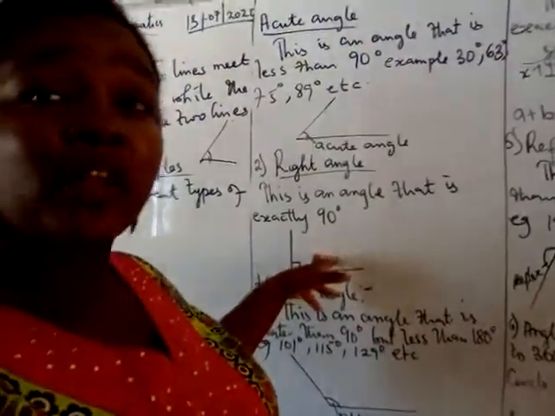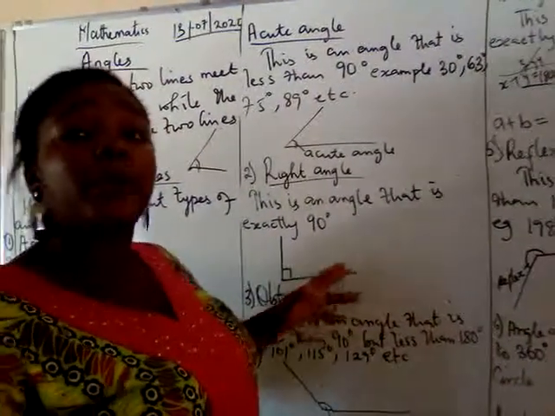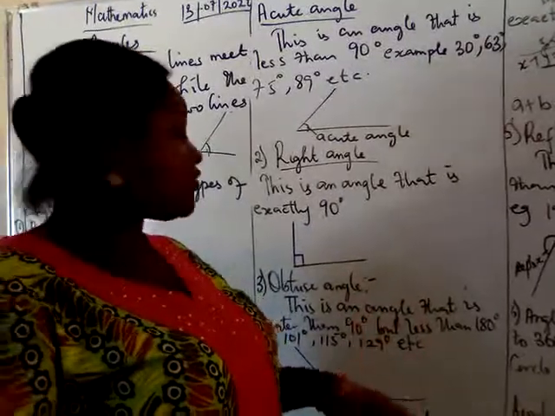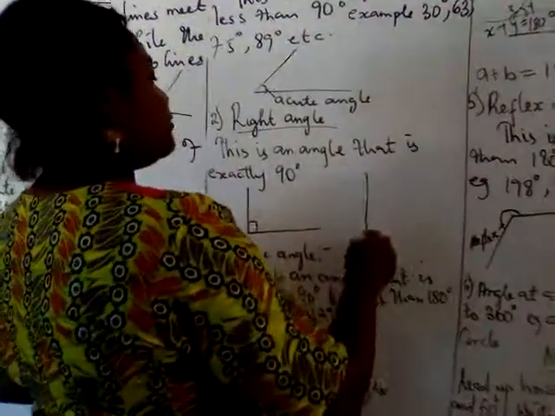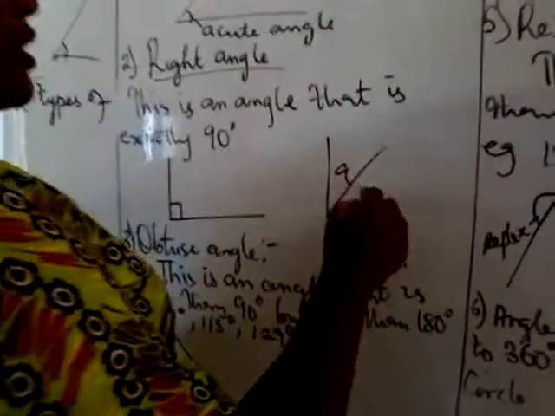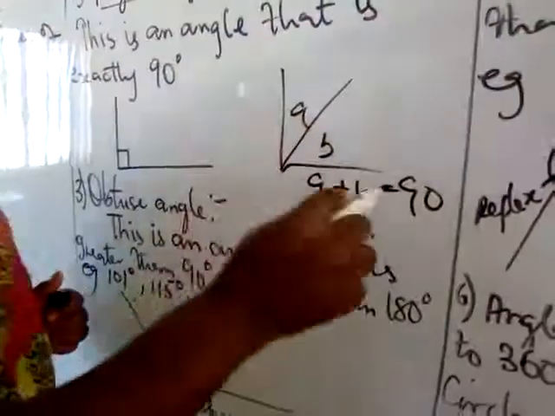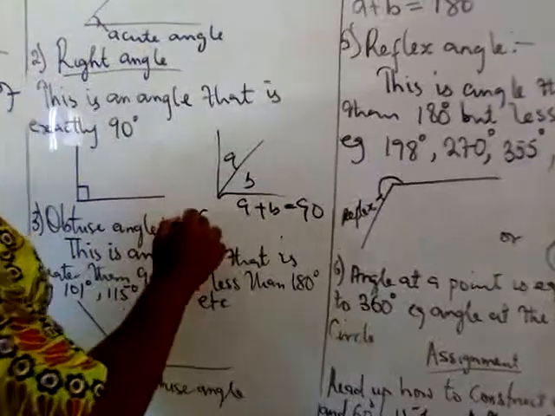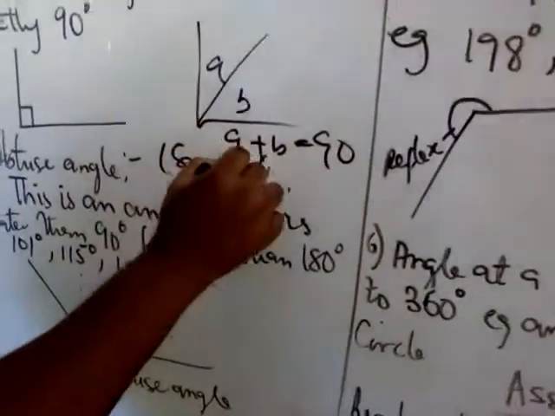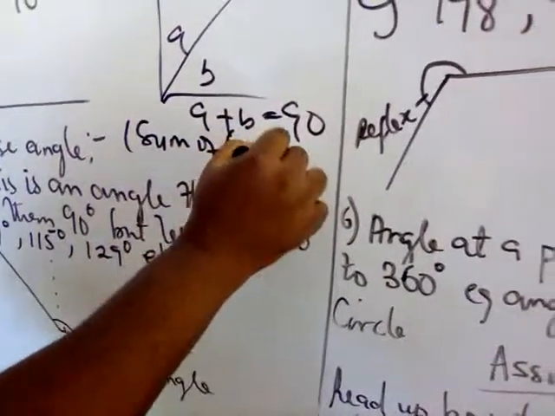Just like right angle, two angles that sum up to give you 90 degrees are said to be complements. We say they are complementary angles. When you divide this into 2, A and B, A plus B should give us 90 degrees because they are right angle. But we say sum of complementary angles.